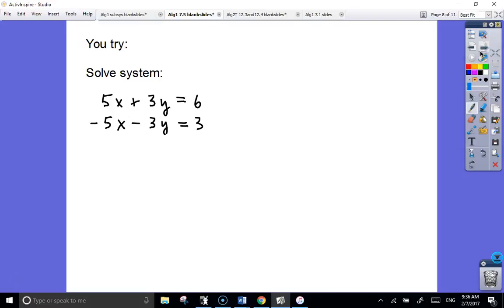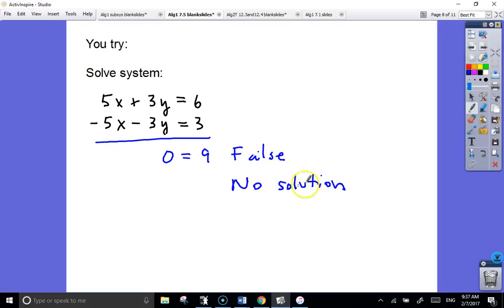Do you have to multiply by anything? No, it's already set up to add. So what do you get when you add these? 0 equals 9, which is a false statement, so no solution. What kind of lines are these two? Parallel. When you get a false statement, that means the lines must have been parallel. So 0 equals 9. False. No solution. Parallel lines.